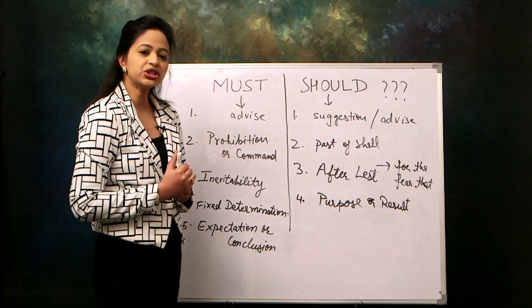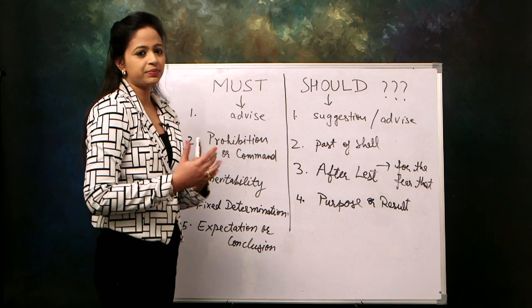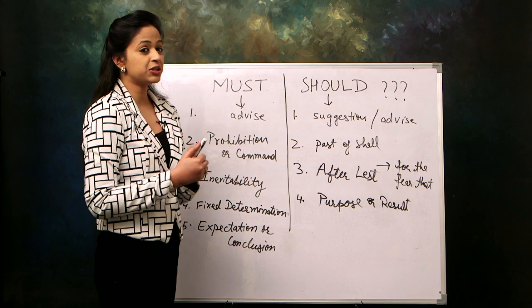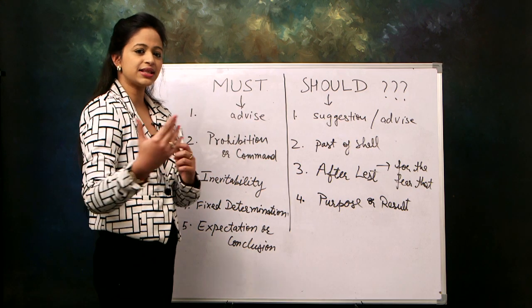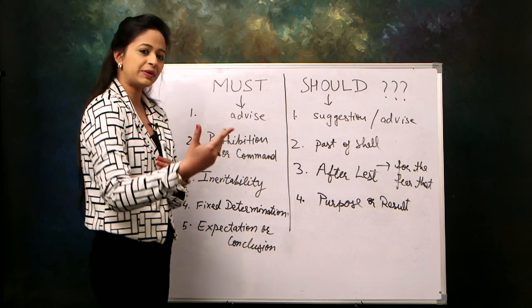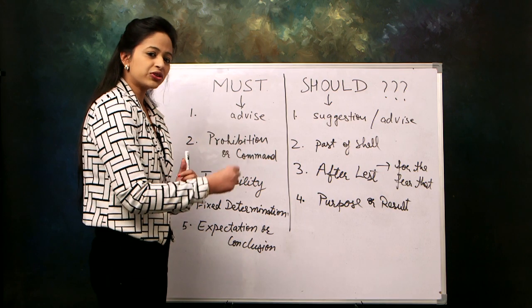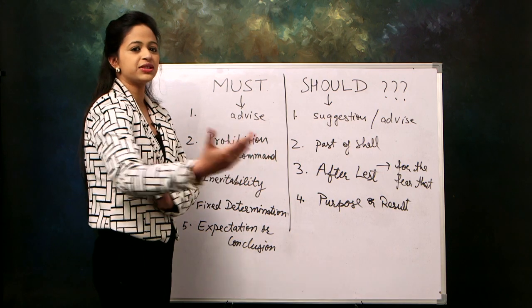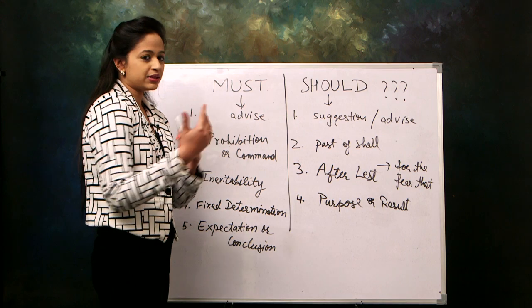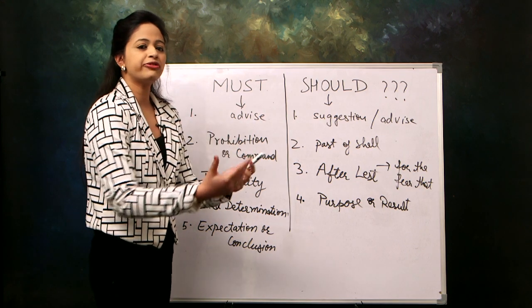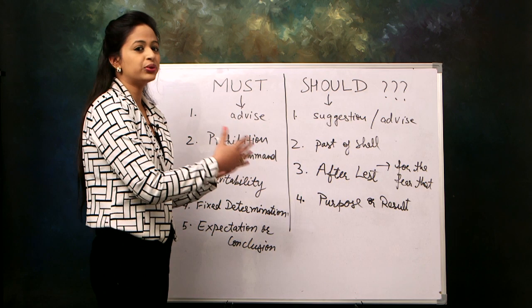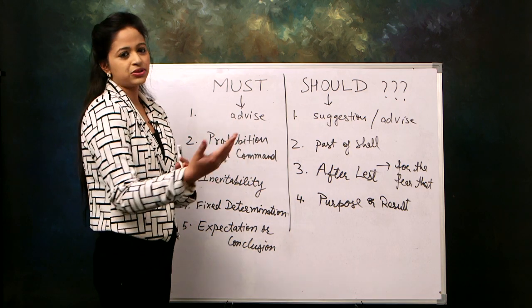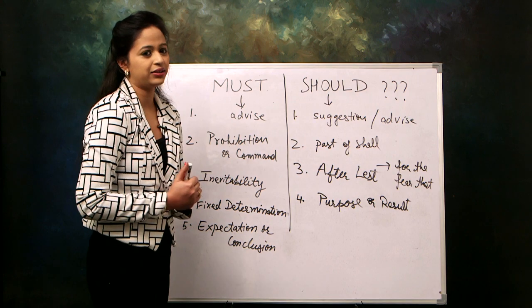Next is expectation or conclusion. For example, a doctor says my patient must have recovered by now. Based on the dosage of medicine that he has been given, based on the treatment that he has been given, the doctor concludes that his patient must have recovered. A mother says my daughter must be feeling hungry by now. She knows when she had food last. So she says, my daughter must be feeling hungry now.